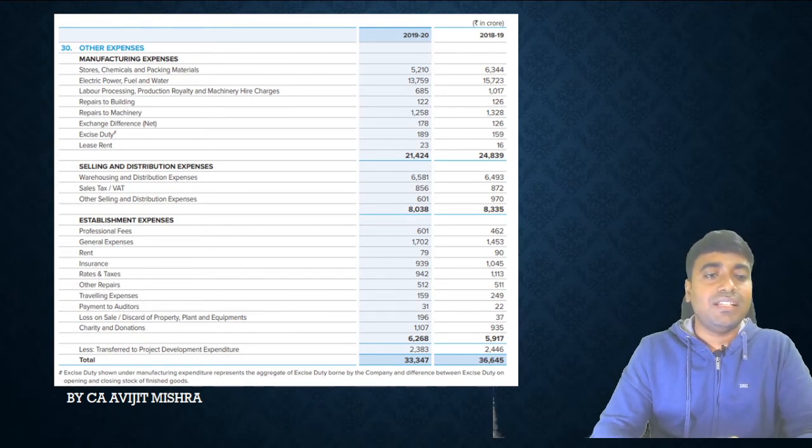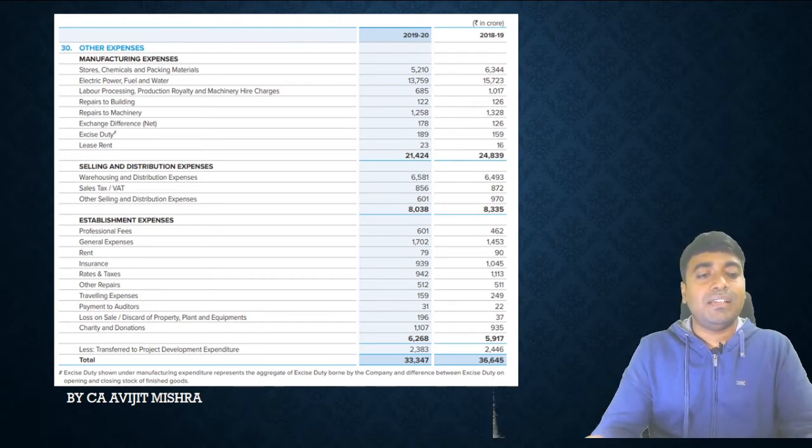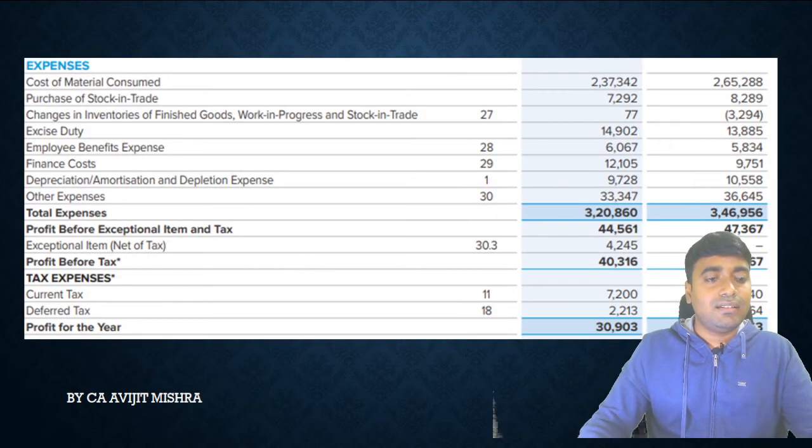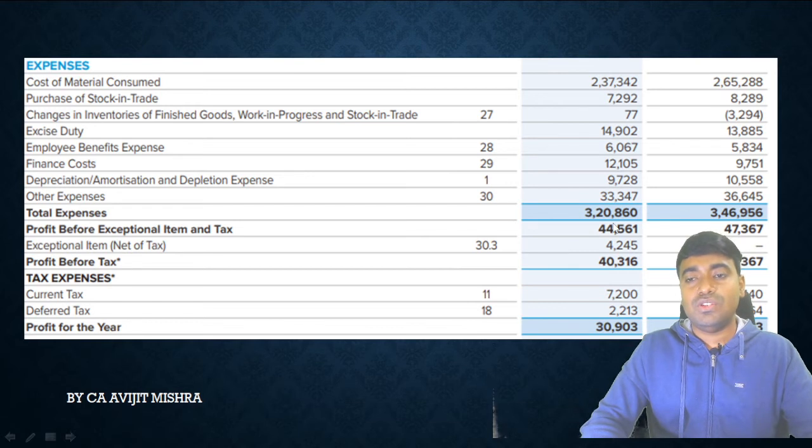You can see there are different things. For example, in manufacturing expenses there are labor processing charges, repair of building, repair of machinery, and many things. Same in selling and distribution expenses, there are warehousing and distribution expenses, sales tax, VAT, and other selling and distribution expenses. In the same manner, establishment expenses include professional fees, general expenses, rent, insurance, rates, taxes, etc. These are some of the areas. And then the total expenses come to around 320,860 crores. And then comes the profit before exceptional items.